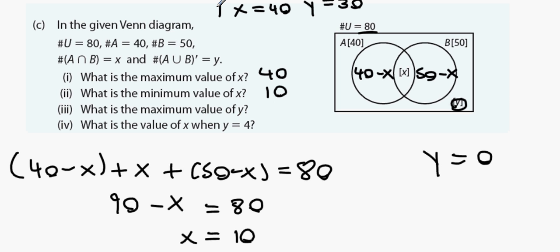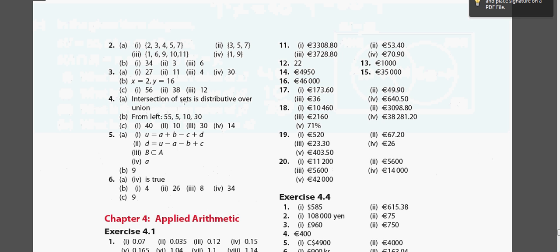What is the maximum value of Y? Remember, as X goes up, so does Y. So the maximum value of X also gives you the maximum value of Y. The maximum value of Y will be 30. Okay, 30.